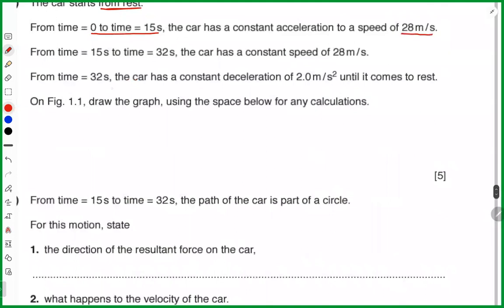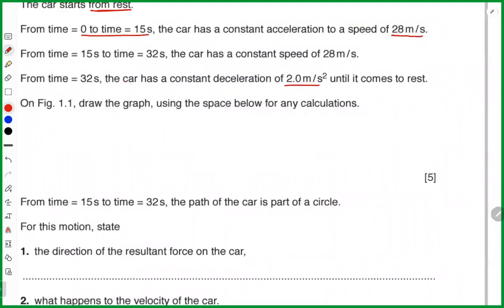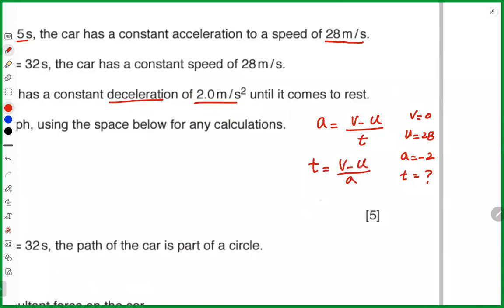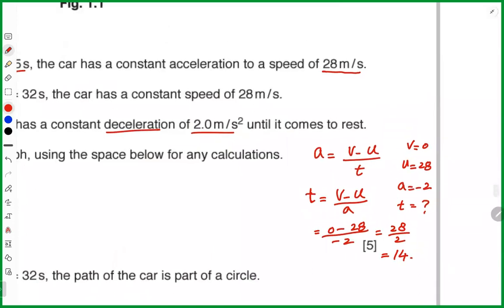And from time 32, the car decelerates at 2 meters per second square until it comes to rest. Draw the graph. Now, we need to know how much time the car has to take to stop. A equals V minus U over T, where V is 0, U is 28, A is -2, because it is a deceleration. So T becomes subject, V minus U over A, 0 minus 28 divided by -2, 28 divided by 2, positive 14. So it takes a further 14 seconds.